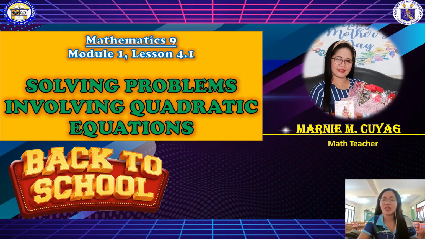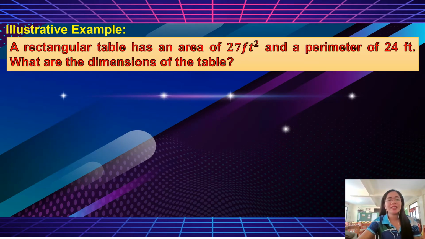solving them. Just like, for example, a rectangular table has an area of 27 square feet and a perimeter of 24 feet. What are the dimensions of the table? Dimension meaning the length and the width of that certain table.